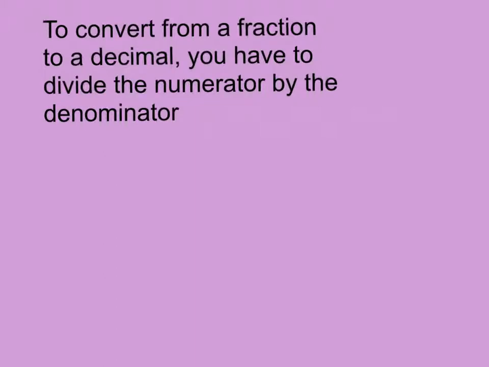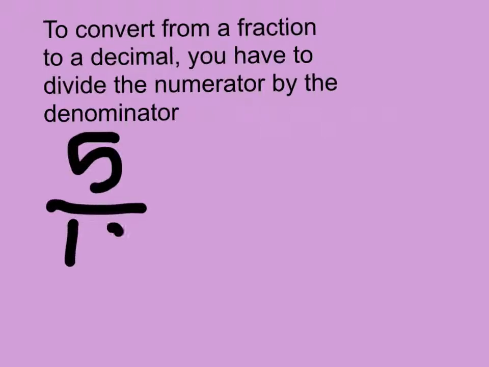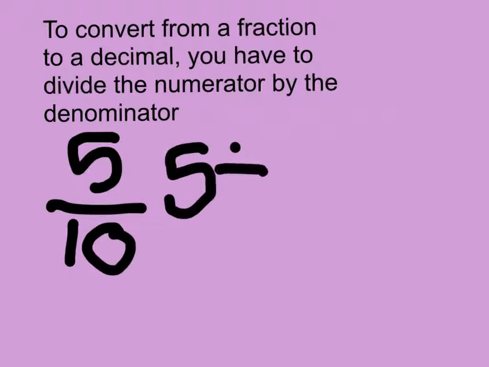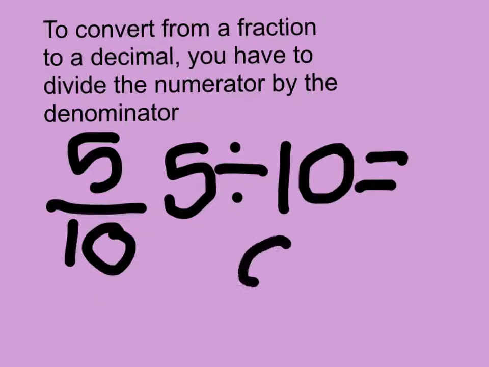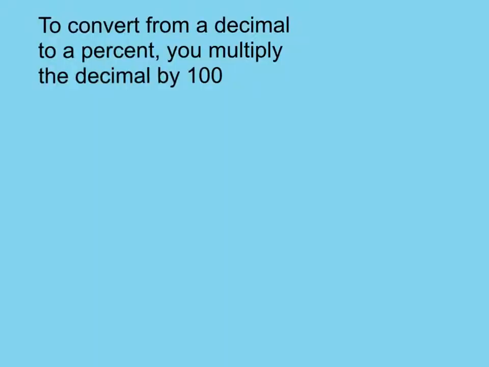Okay, so to convert from a fraction to a decimal, you have to divide the numerator by the denominator. So if we have 5 over 10, you have to do 5 divided by 10, which equals 0.5.